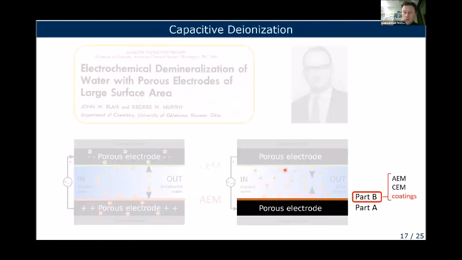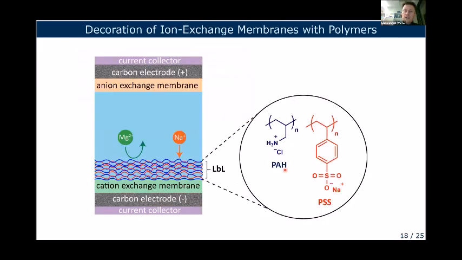Now I want to move to coating electrodes. I already mentioned that you can coat a porous electrode with an anion and cation exchange membrane, but I want to now go to other coatings which are polymer based. Of course, also ion exchange membranes are polymer based, but I want to go to a particular kind of polymer deposition technique, which is layer by layer, as it is called.